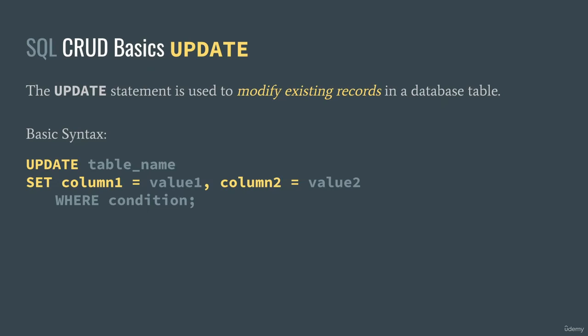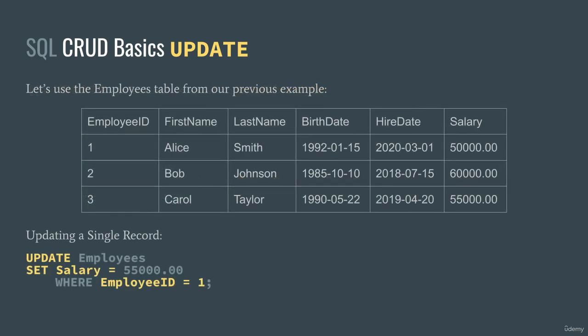The update statement in SQL is used to modify existing records in a database table. Its basic syntax starts with update, followed by the table name where the record is stored. Next, we use set to define the specific columns and the new values we want to assign. Finally, the where clause specifies which rows should be updated based on a given condition. Without the where clause, all rows in the table would be updated, so be careful to use it when only certain records need changes.